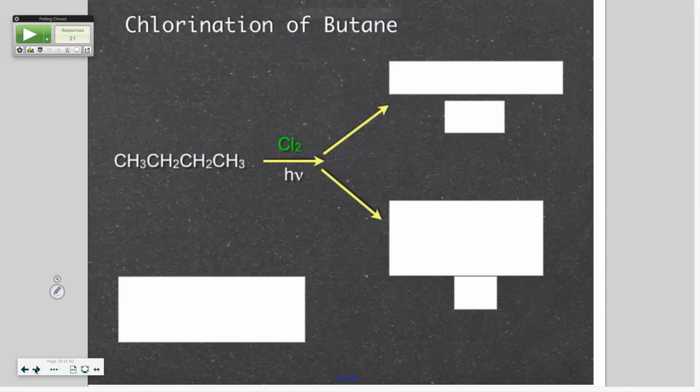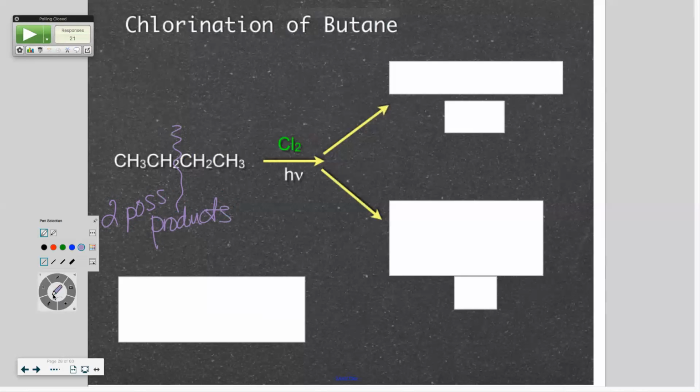Let me ask you this. If I substitute a hydrogen off this end or a hydrogen off that end, are they the same or are they different? They're the same, right? Do you see how there is symmetry in this molecule? So if I do either one of those, that's one product. If I do either one of the 2 CH2s, that's a second product. There are going to be 2 possible products.